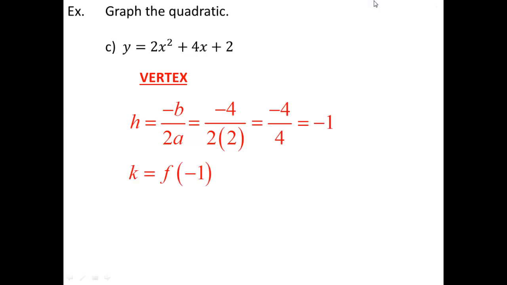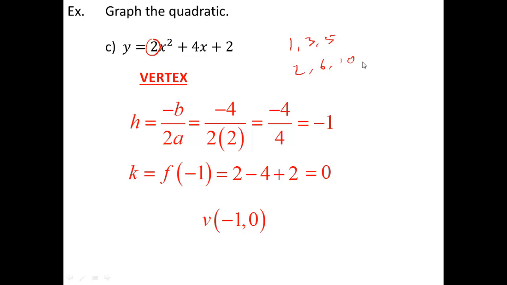Plug in negative 1, so negative 1 squared is going to be a positive 1, but this one's actually going to change the sign, so it ends up being 2 minus 4 plus 2, which is 0. So our vertex is the coordinate negative 1, 0. This time our a value is going to affect our odd number pattern, so instead of 1, 3, 5, it's actually going to be 2, 6, 10, and so on, depending on how much space you have.